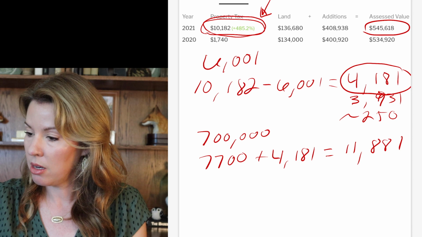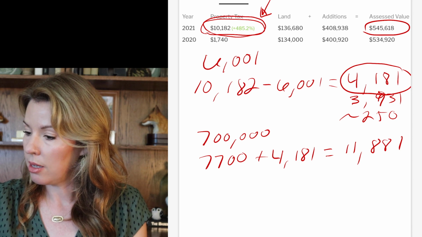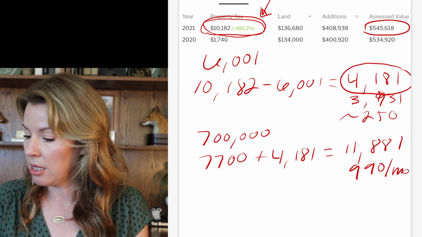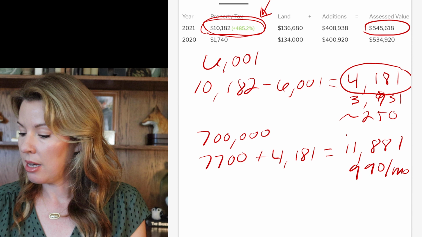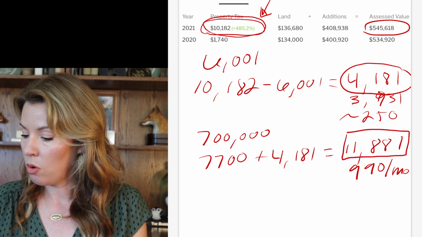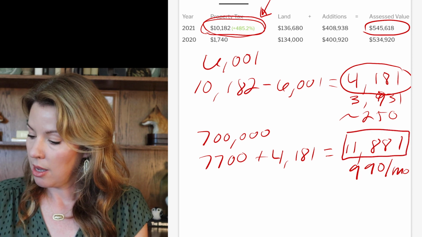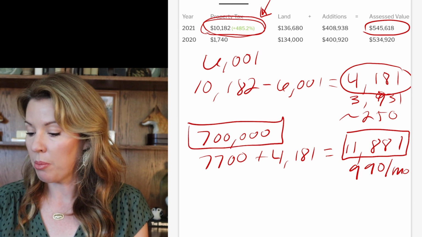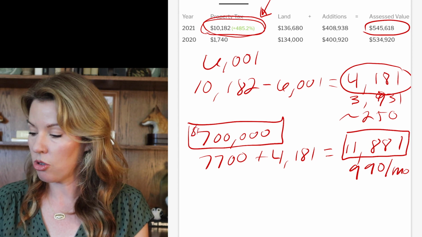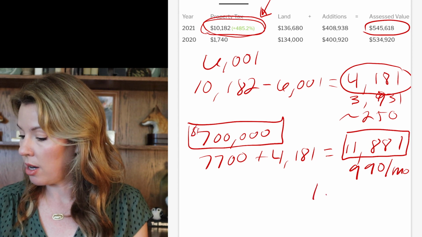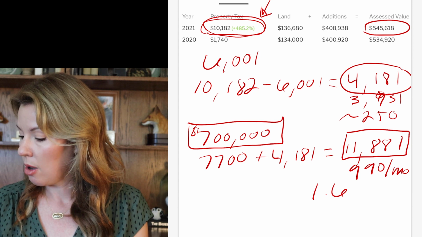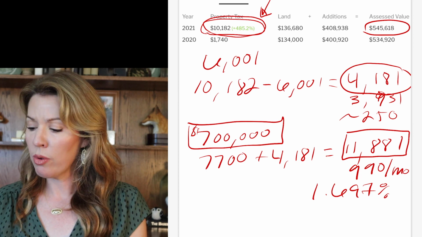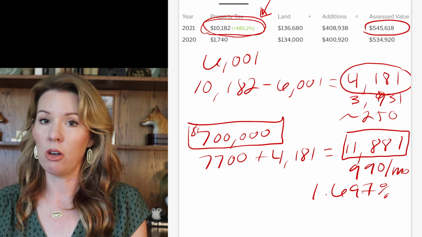So just for fun, we'll also calculate the monthly rate divided by 12, looking at about $990 a month. And if we divide this total tax number, $11,881, by what our purchase price is going to be, the $700,000 here, the total tax rate for this property in Spencer's Crossing is 1.697%. So we've got quite a big difference between these two properties in overall tax rate.